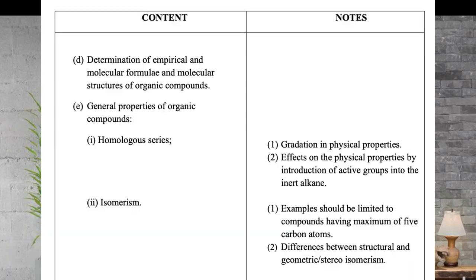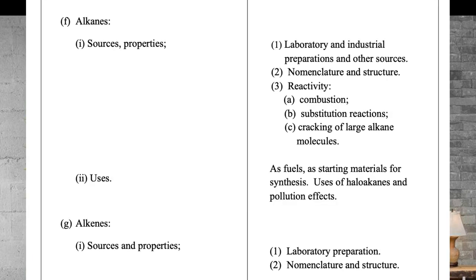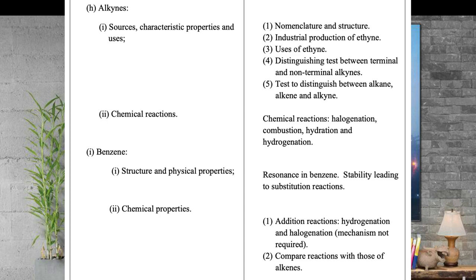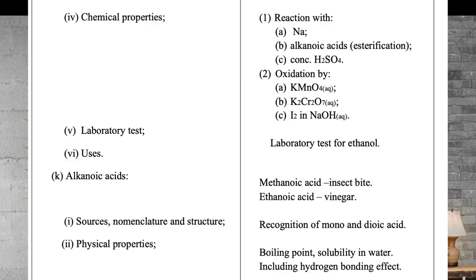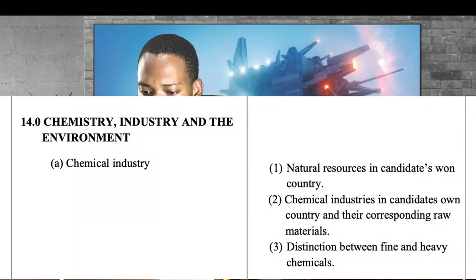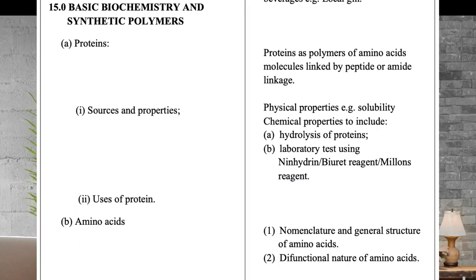Then you should know the chemistry of carbon compounds, that's organic compounds. Carbon forms a whole lot of compounds, so we have a branch of chemistry for carbon, which shows how carbon bonds. Carbon is tetravalent and it bonds with other elements to form various organic compounds. So you should know organic chemistry, very important. Then you should know about the chemical industry, basic biochemistry, and synthetic polymers.